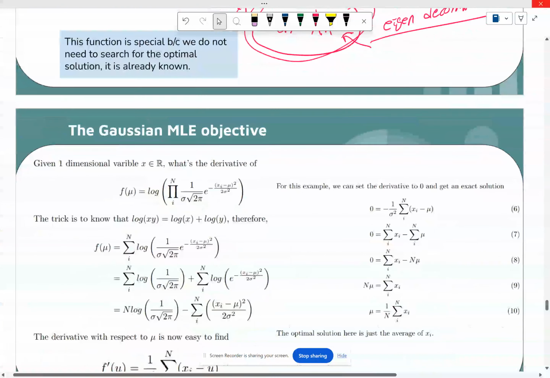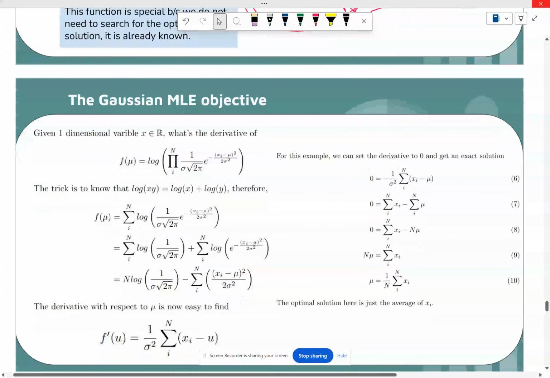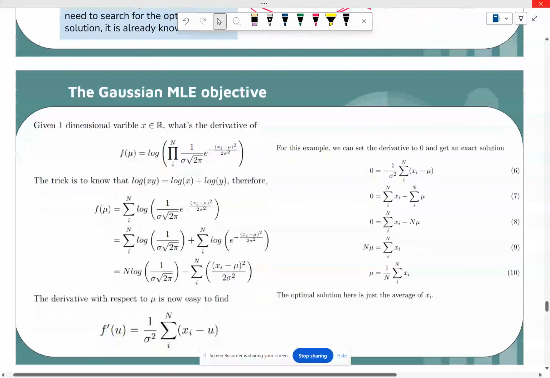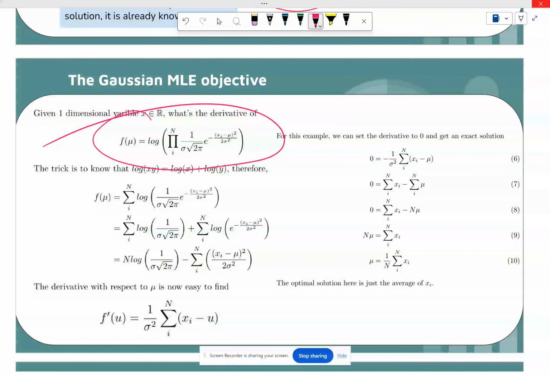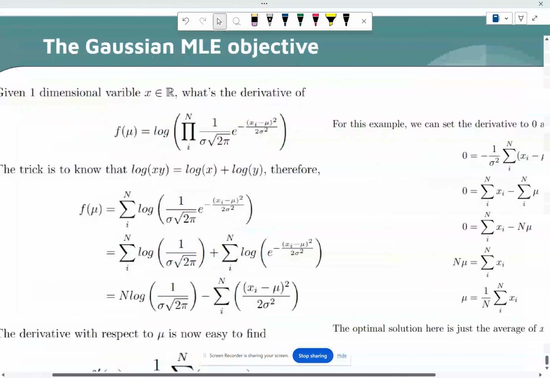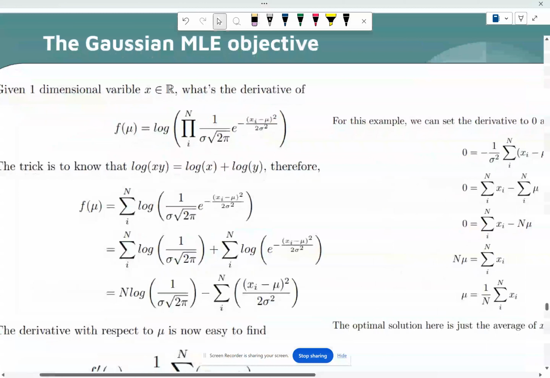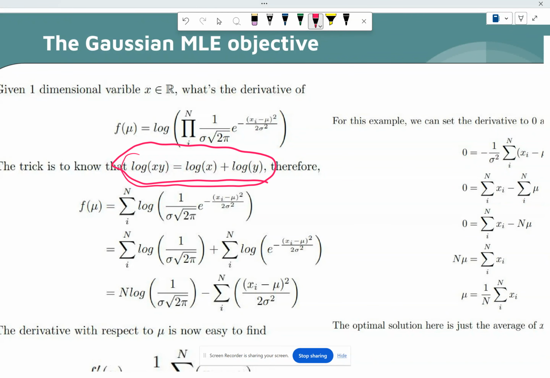Okay, next one. The Gaussian maximum likelihood objective. So this one looks really complicated. There are a lot of things involved. So let's break them down. The first thing you need to know is that the log has a very interesting property. When you have log of xy, this is equal to log of x plus log of y. So over here, we have a log of the product. So this is what it means.